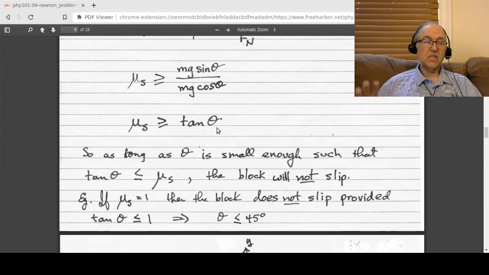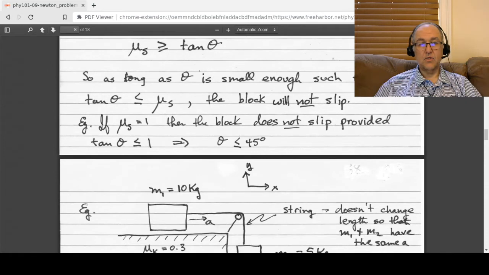So as long as the angle is small enough such that when you calculate the tangent of theta, it's less than mu s, it will not slide. As soon as the tangent of theta is bigger than mu s, it starts to slide. Okay? And so just to give you some numbers, suppose that mu s is equal to 1 here. I said let's assume that's the case. Well, mu s equal to 1 means that you're not going to get any sliding if the tangent of theta is less than 1. Okay?